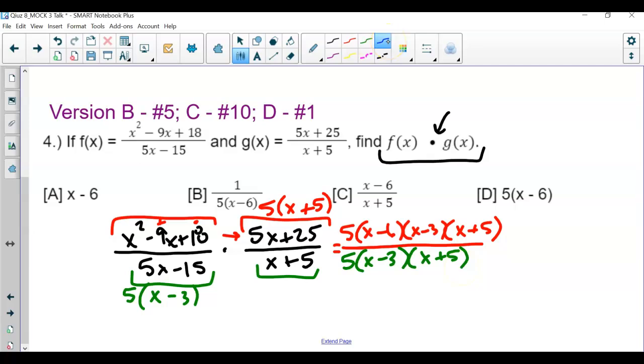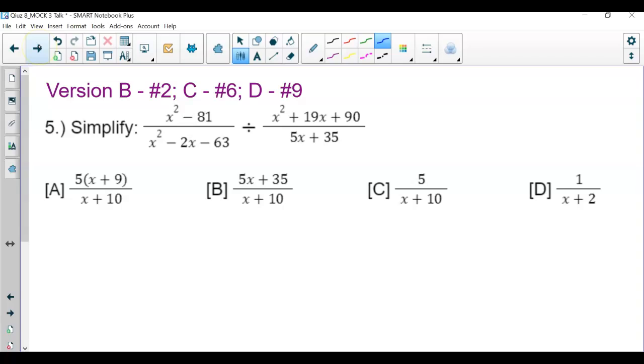Now I can start canceling. X minus 3, x plus 5. Now notice, here you go. What is 5 divided by 5? 1. So that just also cancels out because you're left with 1. Your final answer is just x minus 6. So now go to question number 5, find this version.